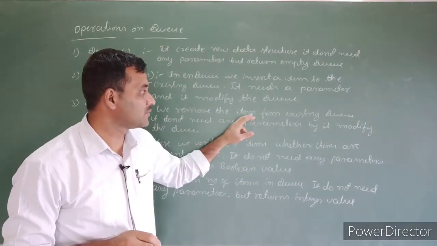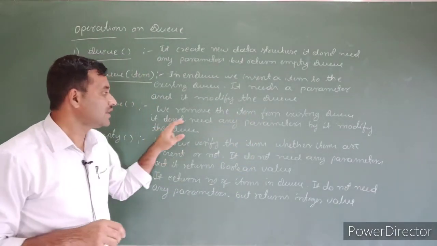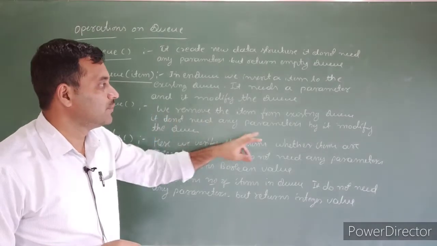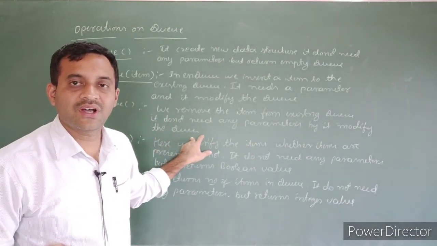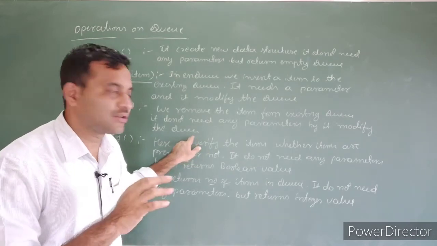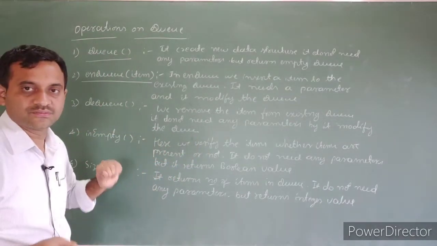Remove the item from the existing queue. It does not need any parameters, but it modifies the queue. It modifies the queue because the item is deleted from the queue.